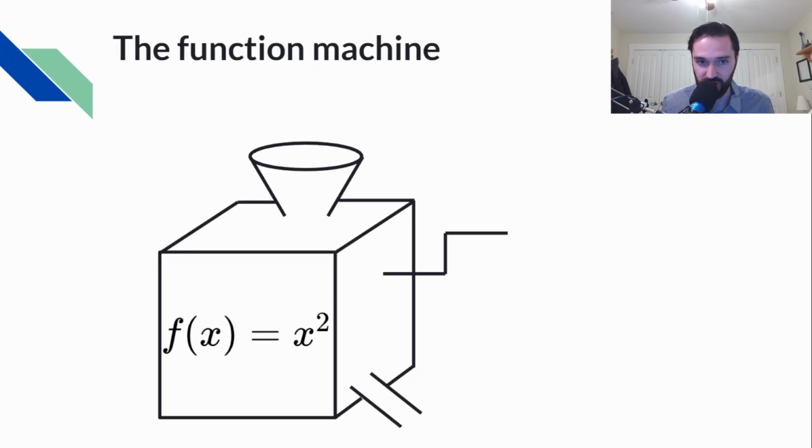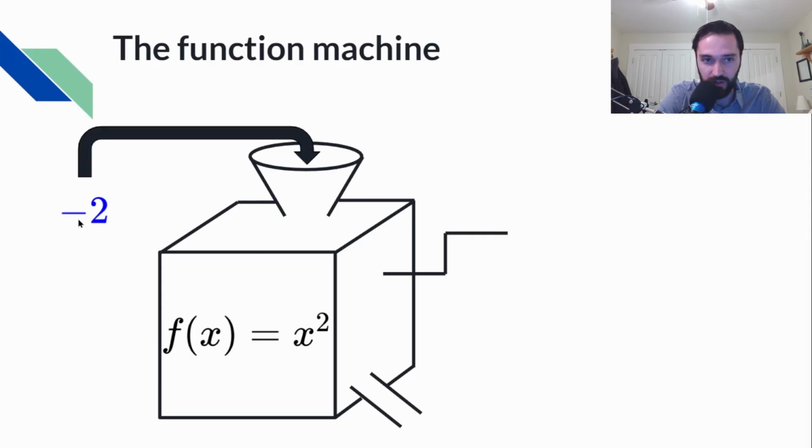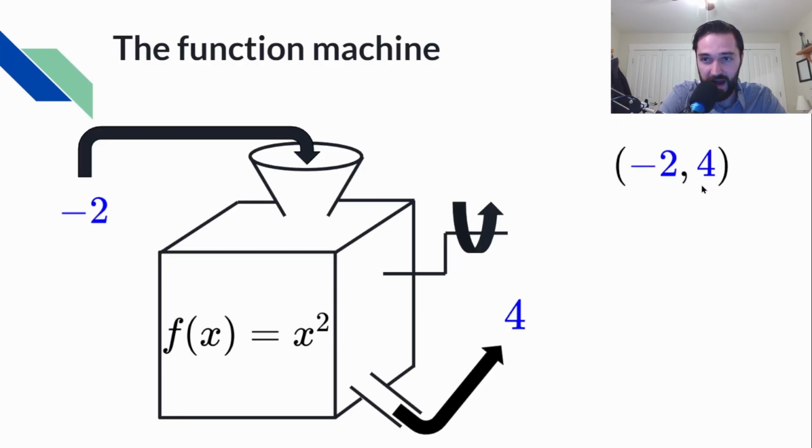So let's go back to the function machine, and let's talk about a specific choice of function f here. f of x equals x squared. So what we're going to do is plug in -2. We'll take -2 and put it into this function machine, and we turn the crank. And when we do that, the function squares the input. So -2 squared is -2 times -2, which is +4. So now what we want to do is take this input and this output and pair them together in this ordered pair here.